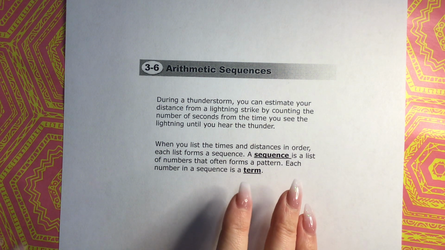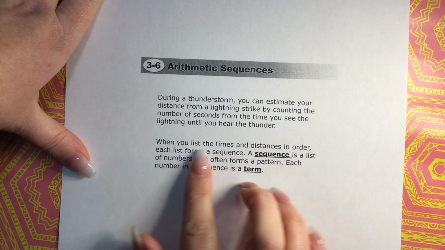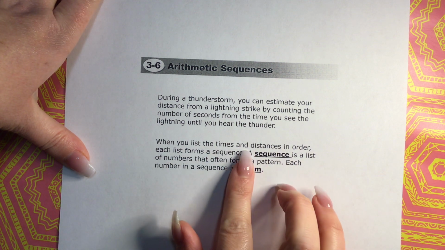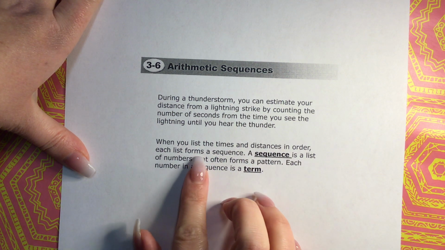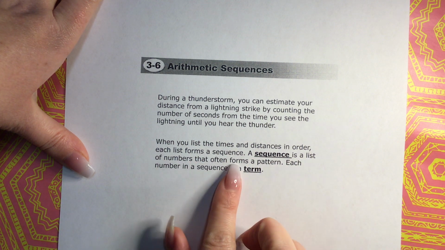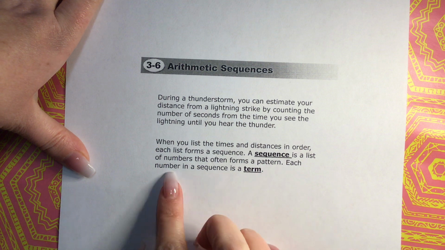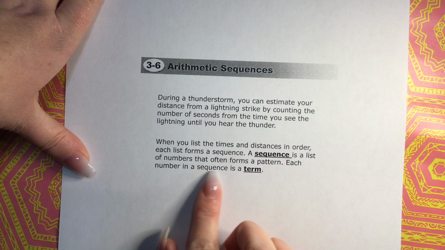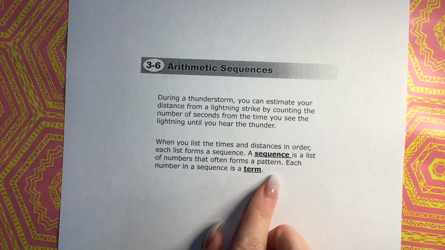Okay, when you list the times and distances in order, each list forms a sequence. A sequence is a list of numbers that often forms a pattern. Each number in a sequence is a term.